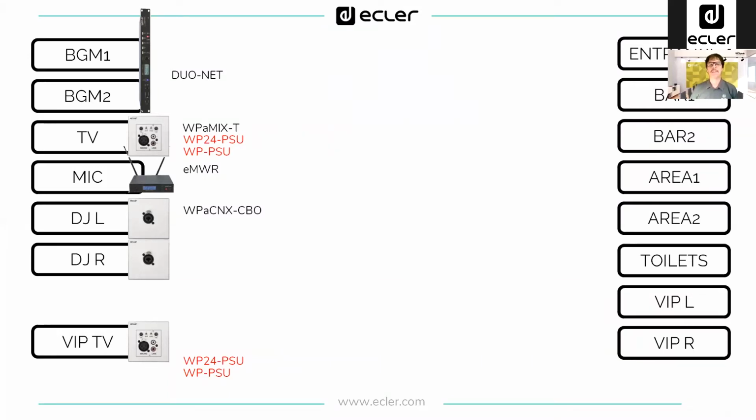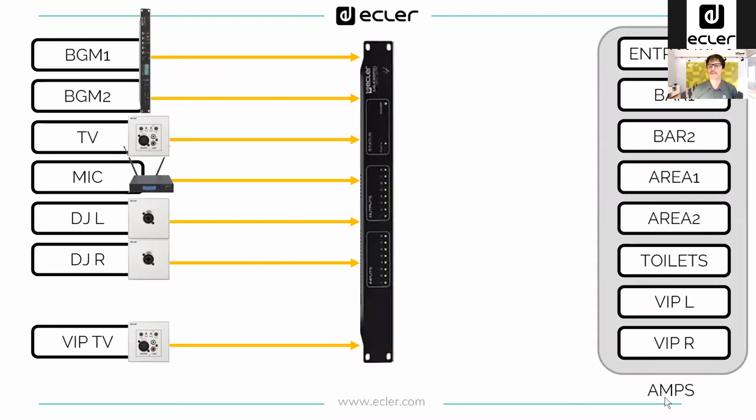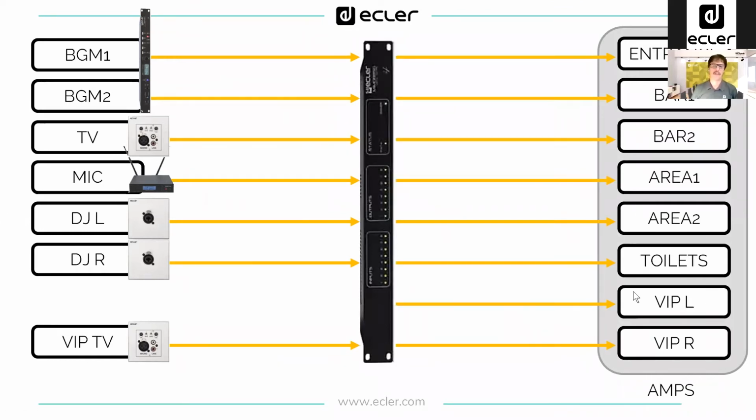Just do not forget about this, because it's not included with the product, because it can work with some other products without this PSU. But in our case, EclerNet, you need the power supply. We've got also a wireless microphone and 2 passive combo connections for the DJ. And we plug everything into the matrix. We've got the amps that just fit the lines of each area.